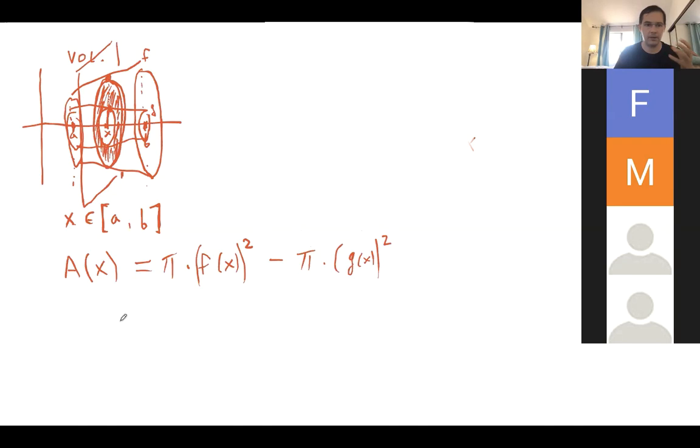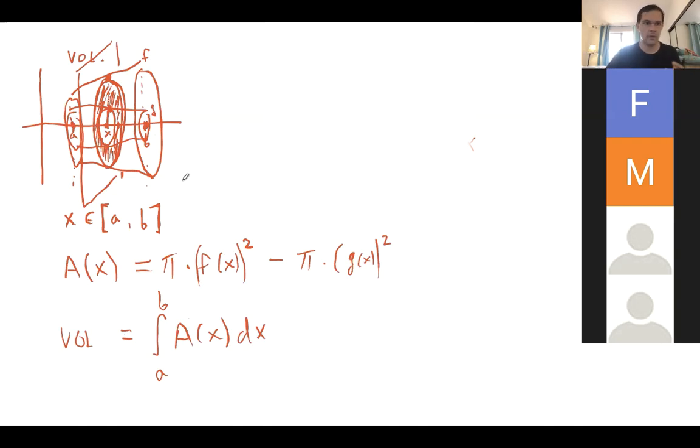Okay, and the last thing to do to compute the volume of this solid S is simply to integrate from A up to B of those cross sections, A of x dx. And this is, excuse me, this is exactly the volume of this three-dimensional solid.